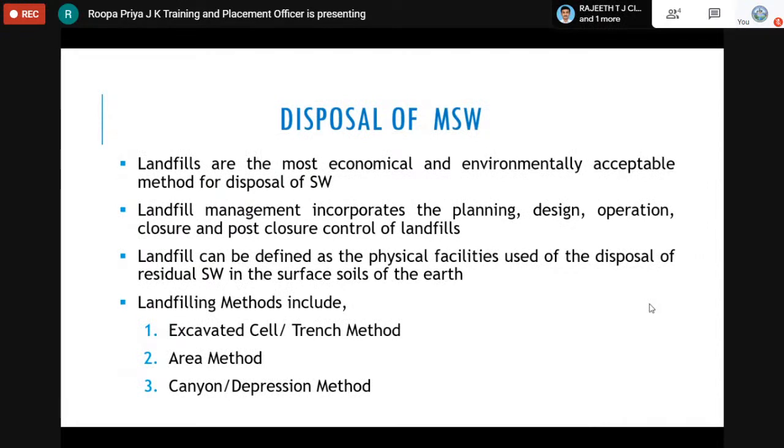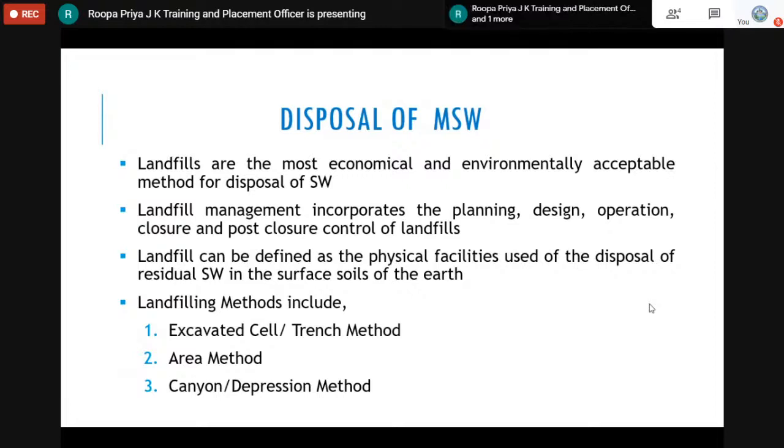The last is the disposal of municipal solid waste. So the municipal solid waste is ultimately disposed. Starting from the generation to collection and transportation, we have certain processing units where we have the reuse, recycling, and recovery methods, and then ultimate disposal is either on the landfills or we combust it. That is the combustion process. So let's see what these landfills are.